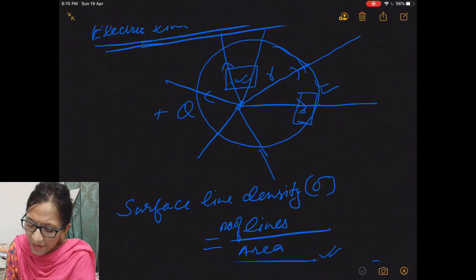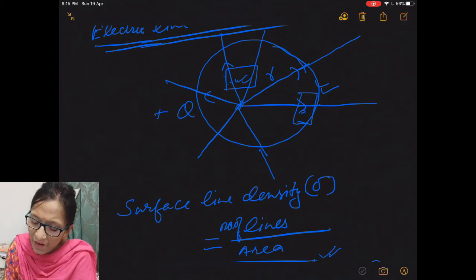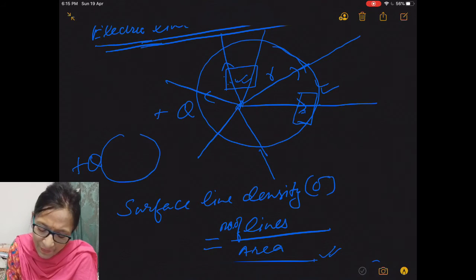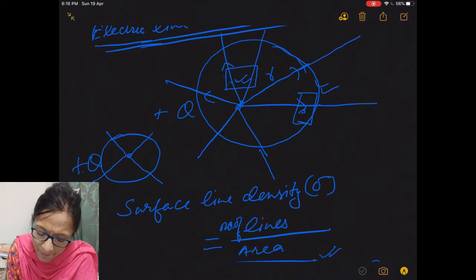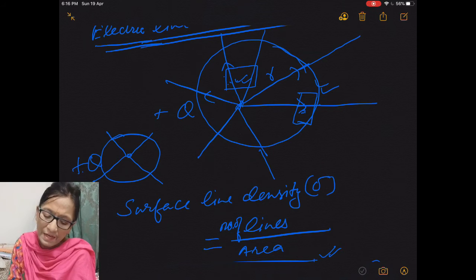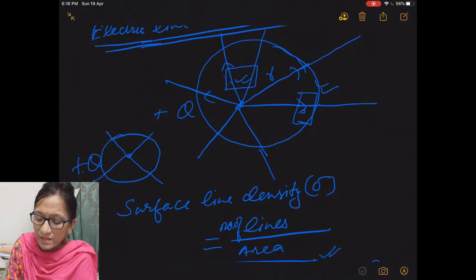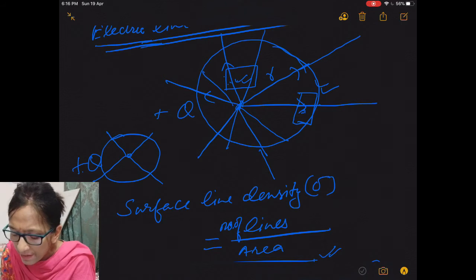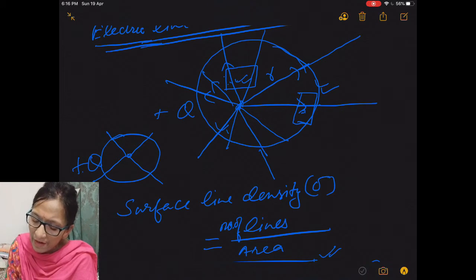You can compare in the same figure. You cannot compare in two different scenarios. As for the same charge, some other person may draw some different number of lines. For the same charge, he can draw 3 lines or 4 lines to represent electric field, and for the same charge, some other person may draw another number of field lines.